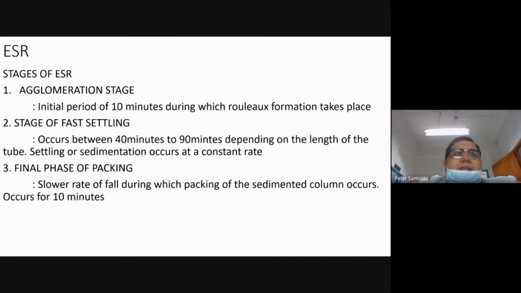Okay. Now, your stages of ESR would include 3 stages. The first one would be your agglomeration stage. Your agglomeration stage, this is the first period of 10 minutes. So, di ba 1 hour yun? So, the first 10 minutes is your agglomeration, wherein rouleau formation takes place.